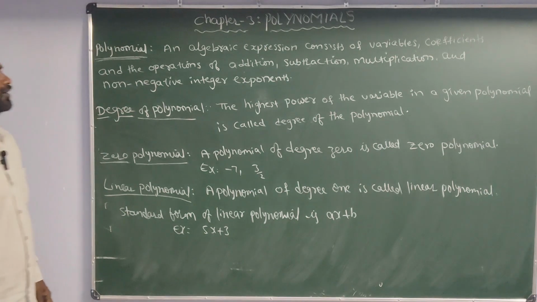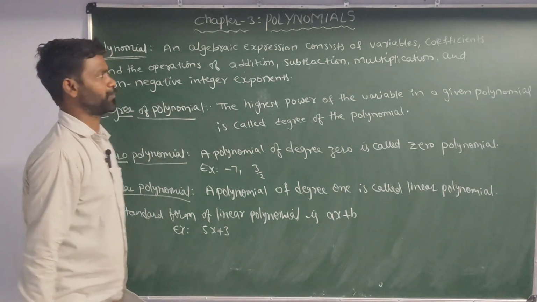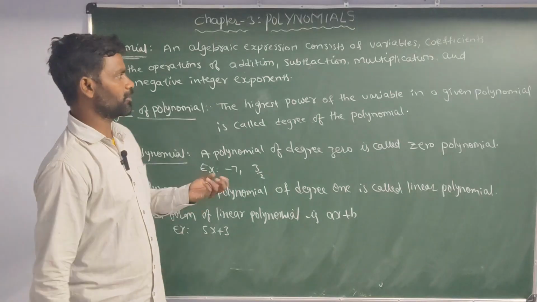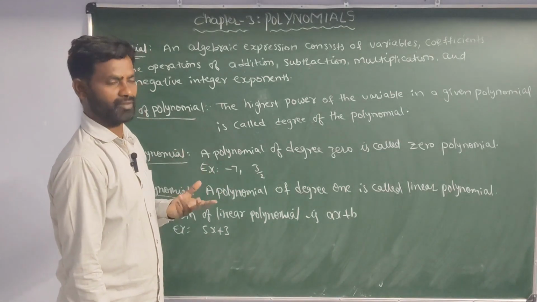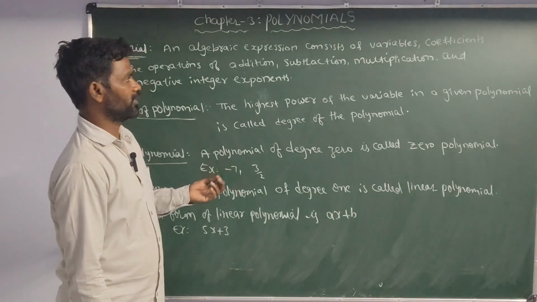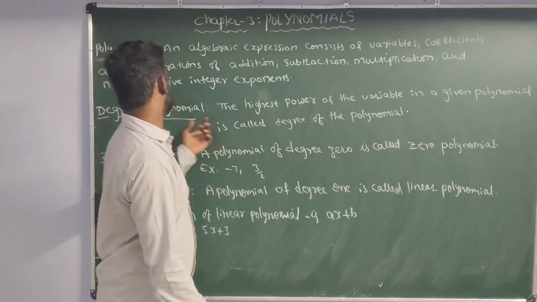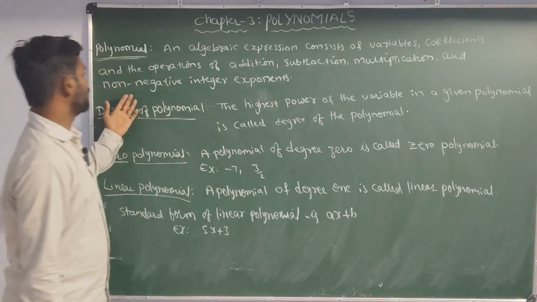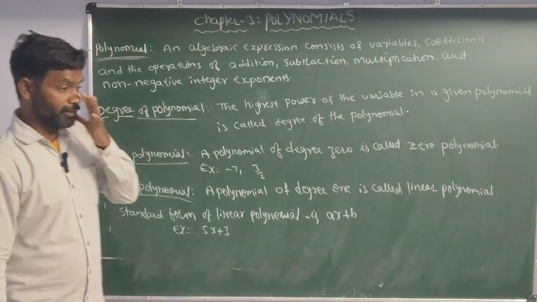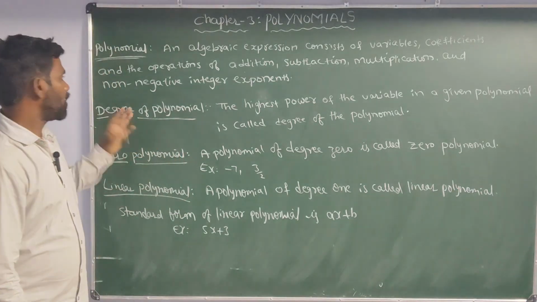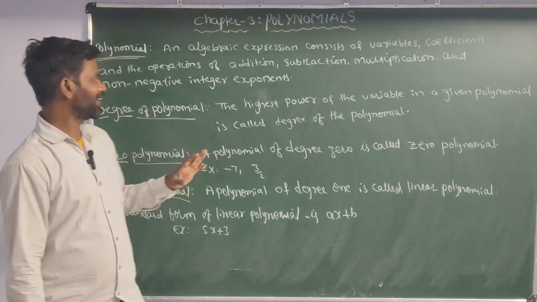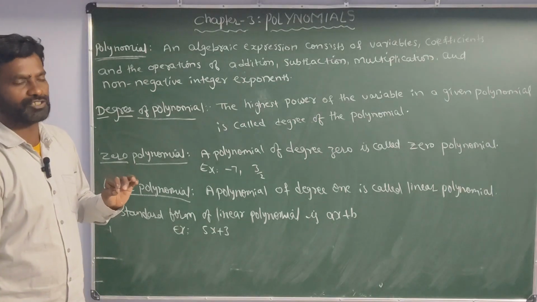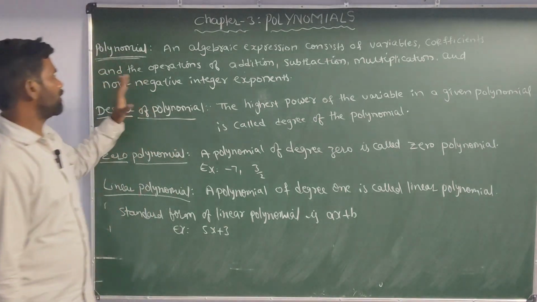What is meant by polynomial? It is nothing but an algebraic expression. That algebraic expression consists of some variables. What is meant by variable? Variables are nothing but alphabetic letters like x, y, z, coefficients, and the operations of addition, subtraction, multiplication, and non-negative. Non-negative means positive, only positive, not negative. Integer exponents, their powers must be positive. Okay, that is called a polynomial.